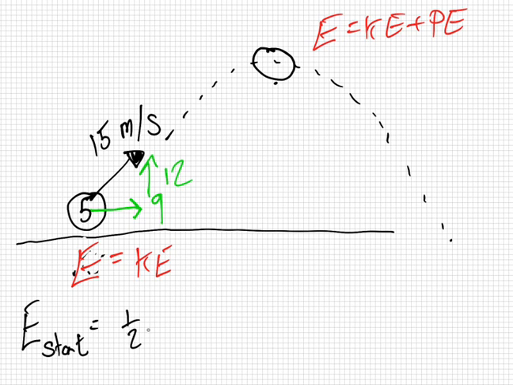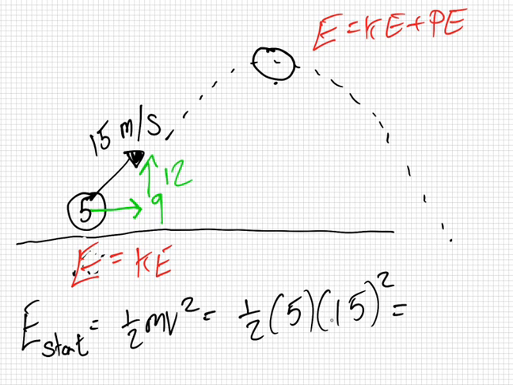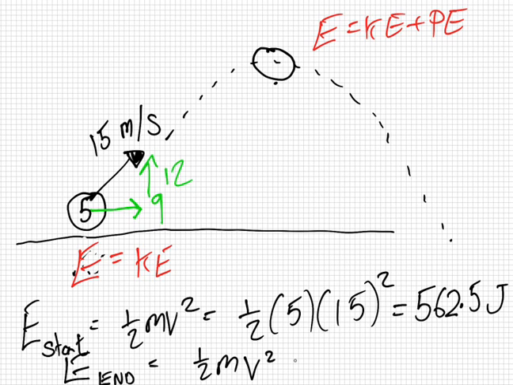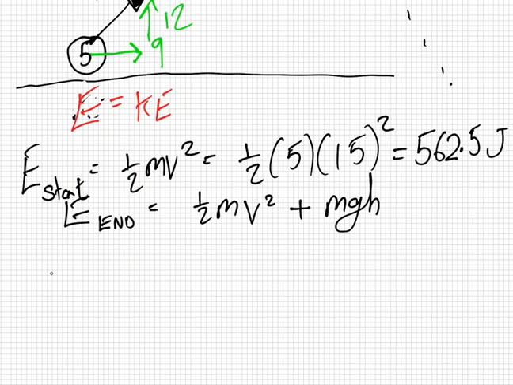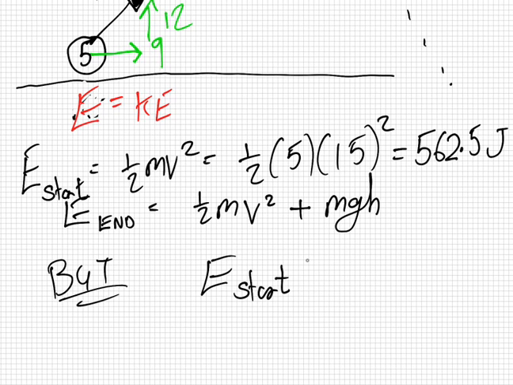It is a half mv squared, which is a half 5, 15 squared. What's that, please? 562.5 joules. The energy at the end is a half mv squared plus mgh. But the energy at the start, oh, V's not 0. No. This is why I was worried it was too difficult. But no, we can still do it.